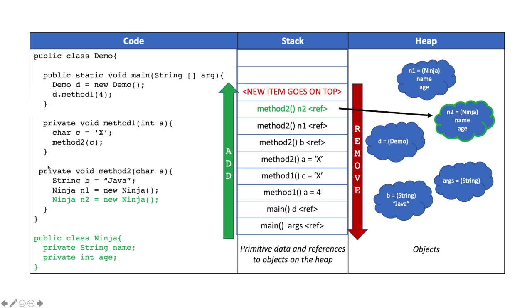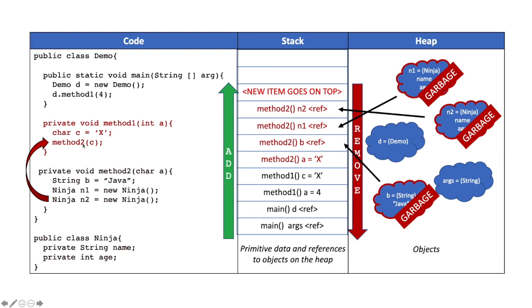So let's go ahead and backtrack now through what's all happening. So that's the final structure of all of our stacks and all of our heaps. So first thing we're going to do is we finished off method 2, so we're going to go from method 2 back up to method 1. As soon as I leave method 2, all the stuff that was declared in scope in method 2, the char A, the string B, the Ninja1, and the Ninja2, are all removed from the stack. So there's the N2 going away, the N1 going away, the B going away, and the A going away.